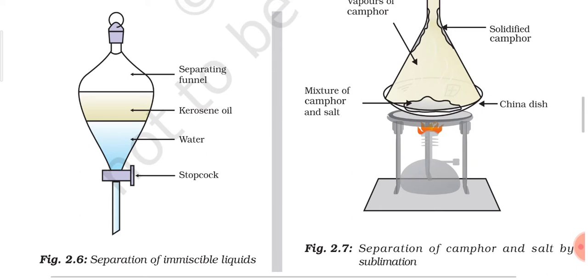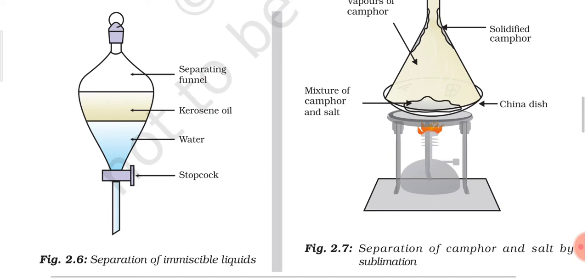Then next, after pouring this mixture in the separating funnel, we have to keep it undisturbed, and when we keep it undisturbed for some time, kerosene oil and water will automatically separate into different layers. After that, we have to open the stopcock. When we open the stopcock, water, as it has formed the lower layer, will first come out of the separating funnel, and we can collect that in any beaker.